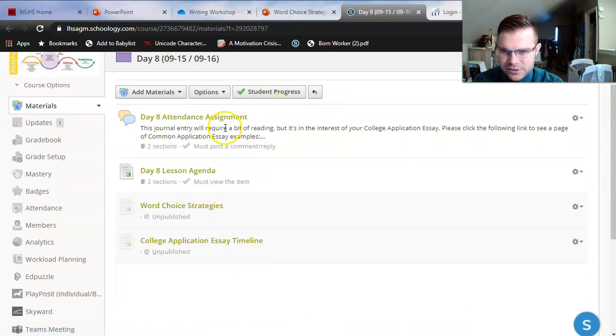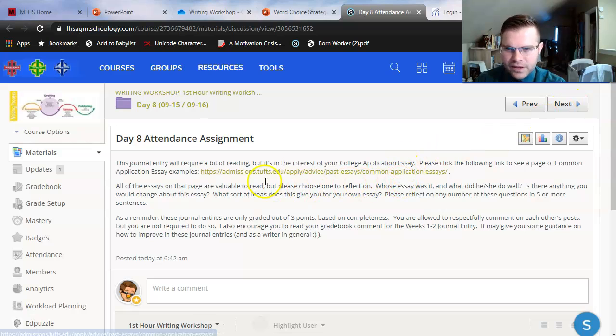So once again, I mentioned this a moment ago, but your attendance assignment today, your journal entry, I should say, is to read one of the college application essay examples from Tufts University. Every year they like to post a couple that worked really well for their applications that came through. It's a good idea to read through those, but maybe choose one to reflect on. Please note, it says please reflect on any number of these questions. You don't have to answer every single question I give here. I just want to give you kind of a chance to reflect on a really well-written college application essay.